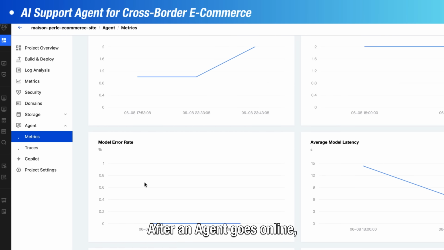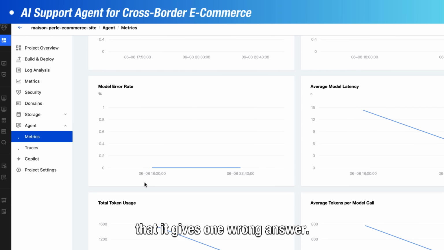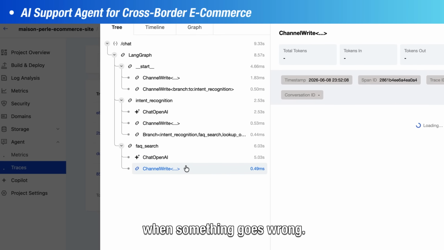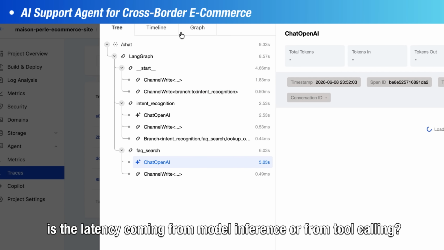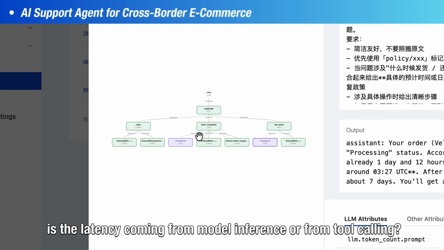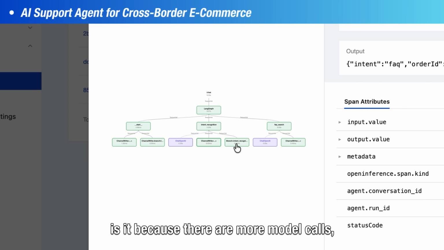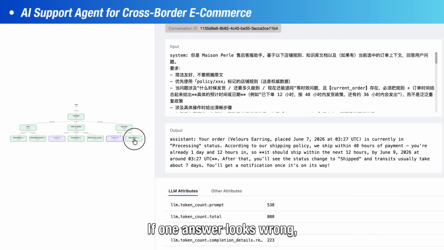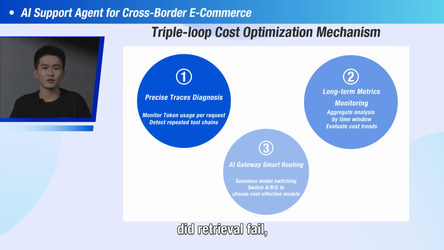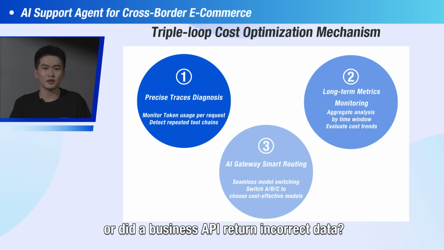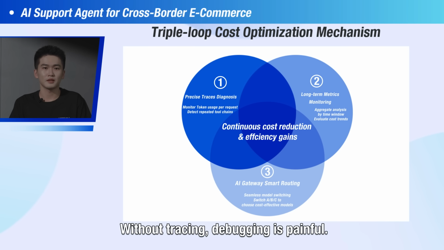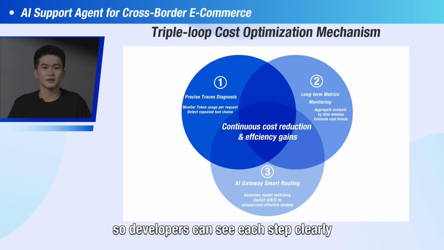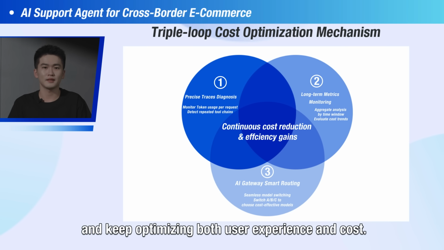After an agent goes online, the scariest thing for developers is not that it gives one wrong answer. The scariest thing is not knowing where to investigate when something goes wrong. If users say the experience is slow, is the latency coming from model inference or from tool calling? If cost goes up, is it because there are more model calls or because the tool chain is being executed repeatedly? If one answer looks wrong, did retrieval fail? Or did the business API return incorrect data? Without tracing, debugging is painful. Makers Agent records the whole call process, so developers can see each step clearly and keep optimizing both user experience and cost.